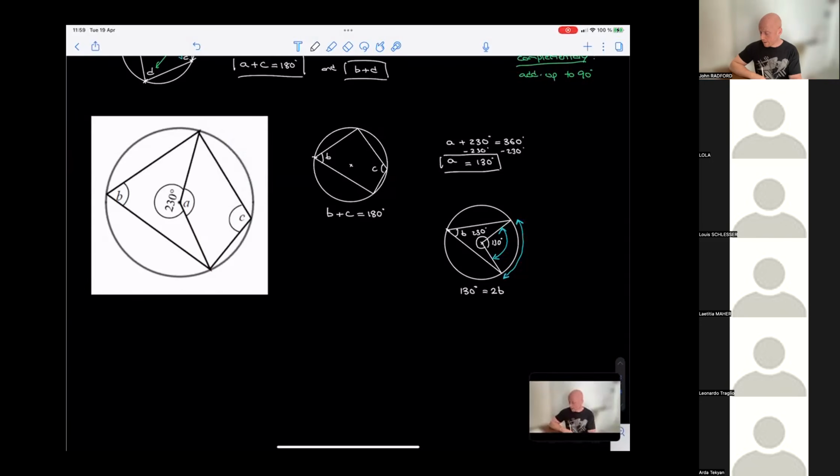Now, if I divide both sides of that by 2, 130 divided by 2, well, that's 65 degrees. And that's equal to B. So B is equal to 65 degrees.